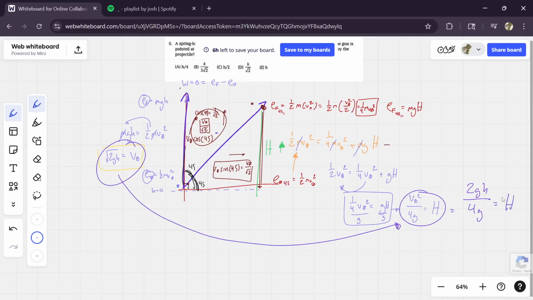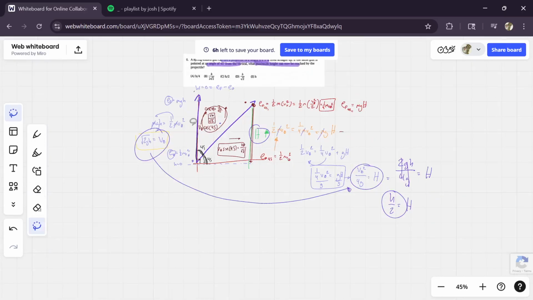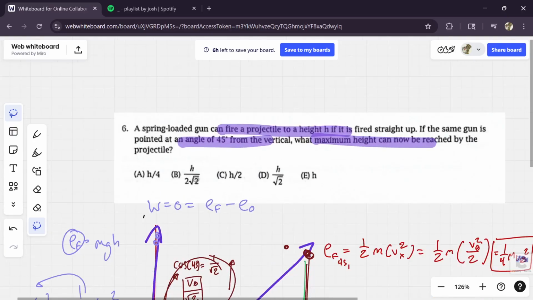And then you cancel out the h's, and this is simply reduced to h over 2 is equal to big H. So the height of our final projectile is going to be equal to h over 2. And that means the answer would be C.